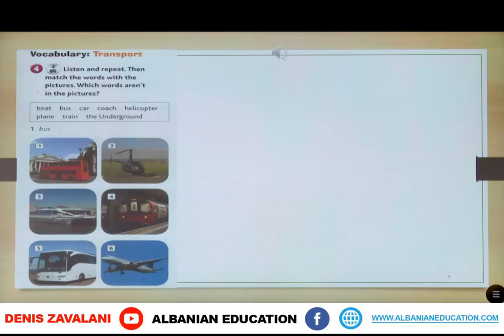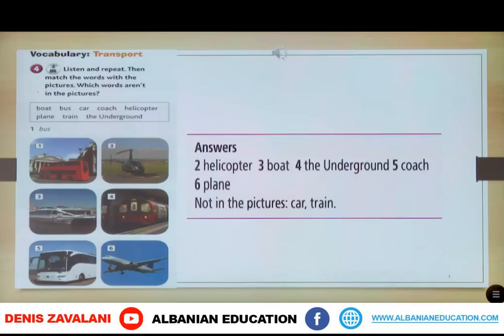Okay, now try to match the words with the pictures, and then we will see if you got them correctly. Okay, so the second one is helicopter. The third one is boat. The fourth one is underground. The fifth one is coach. The sixth one is plane. Not in the pictures are car and train.